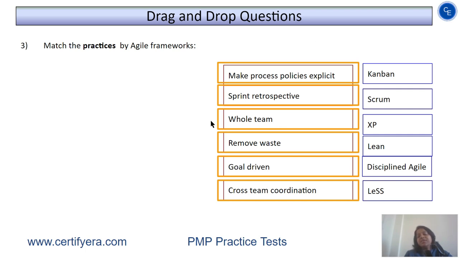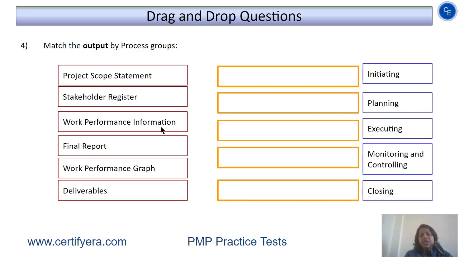So this is how we are going to attempt drag and drop questions. Let us look at some more drag and drop questions now. The next question says match the output by process group. So here there are some outputs given in this list and there are some process groups described on the right. We are going to drag these outputs so as to match with the right process group.